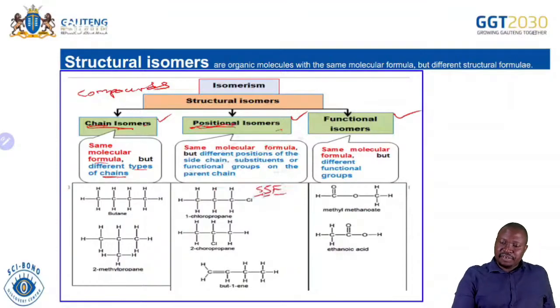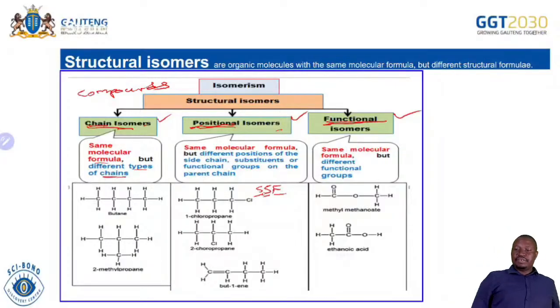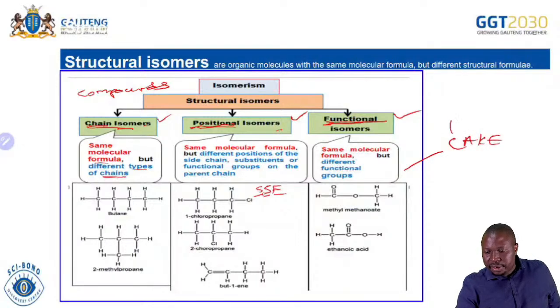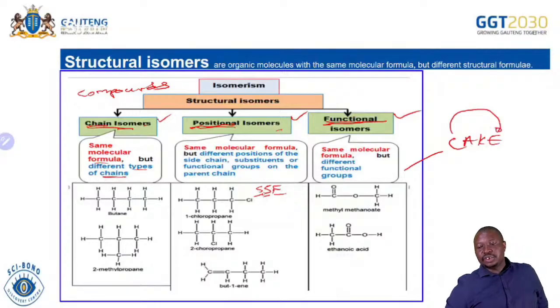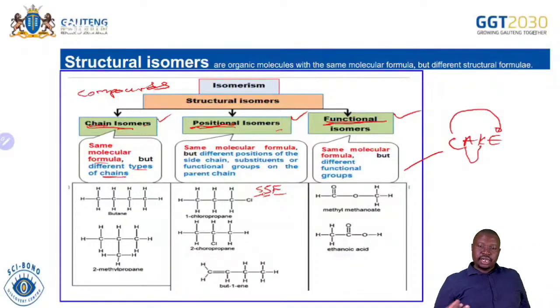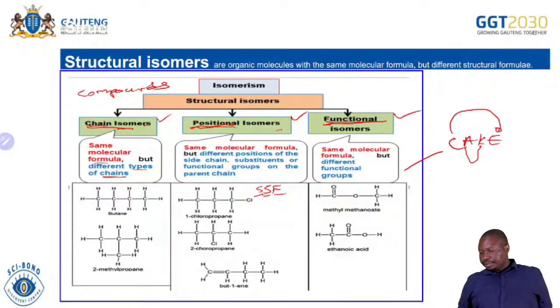The last one is the functional isomers. These are organic compounds with the same molecular formula but different functional groups. So what is different? You always look at the name. Different functional groups. Don't forget, for carboxylic acids, the functional isomers are esters. For aldehydes, the functional isomers are ketones. So when you see an aldehyde and are asked for the functional isomer, you will know that it must be a ketone. When you say carboxylic acid, it must be an ester.